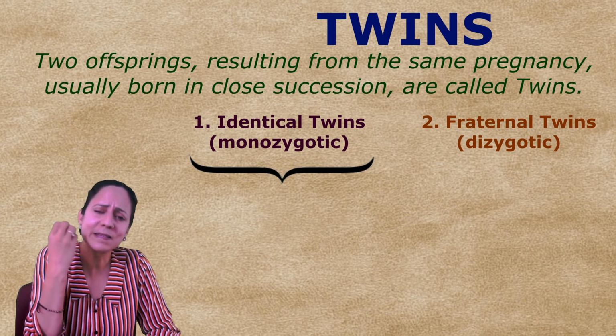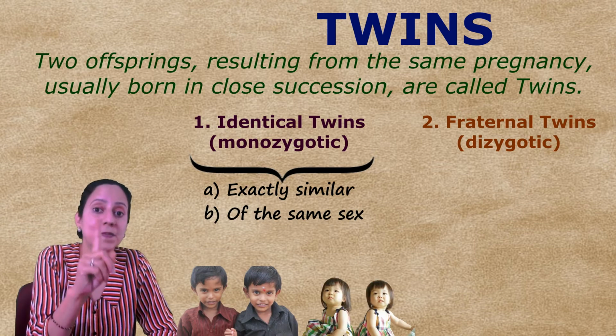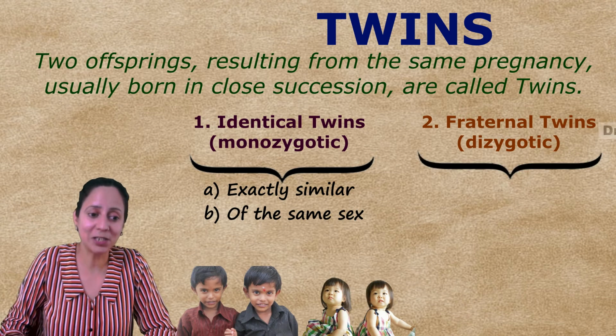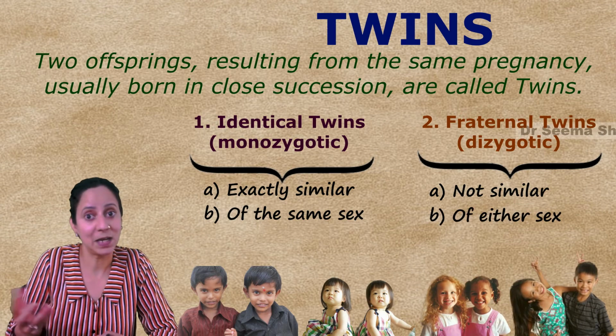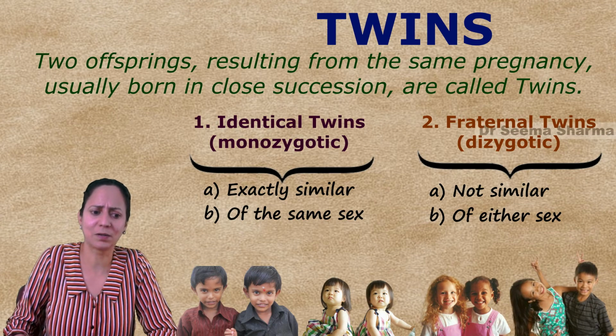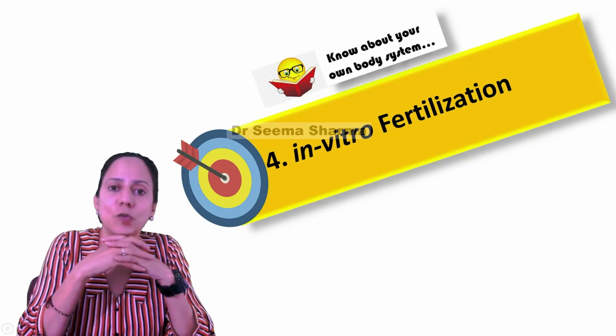They are exactly similar to each other and they will always be of same sex. Whereas fraternal twins can be one boy and a girl. They can be two boys, they can be two girls, and it's not necessary that they should exactly resemble each other. So I'm sure now you will be able to recognize who are the monozygotic twins and who are the dizygotic twins. Great. Now coming to in vitro fertilization.